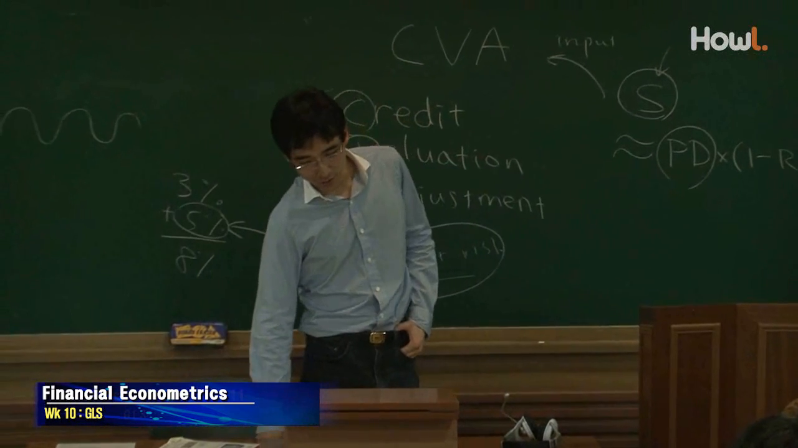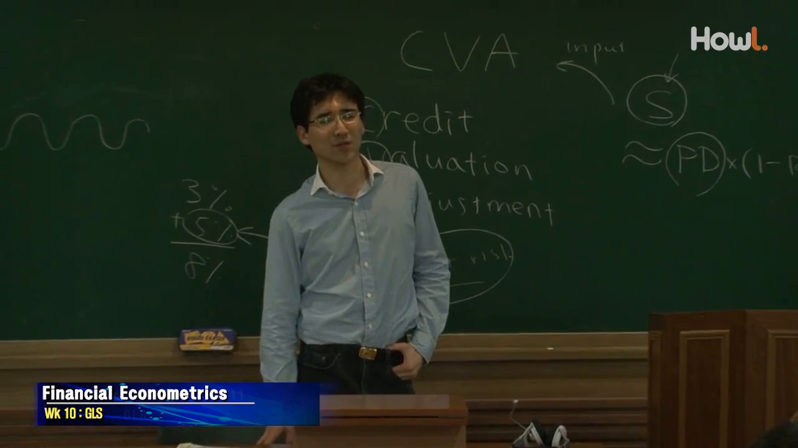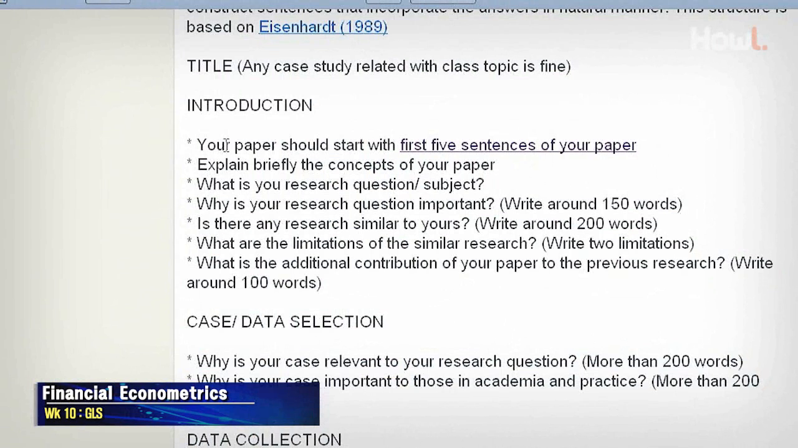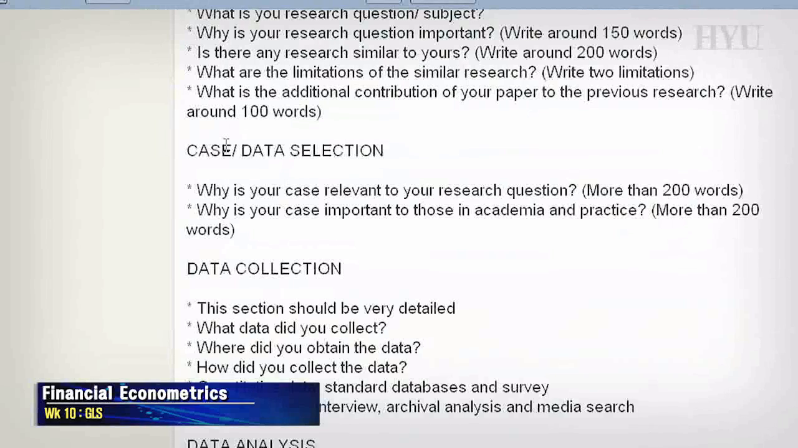Now, the other part of the introduction is basically a detailed explanation of the first 5 sentences. Explain briefly the concept of your paper. What is your research question, subject, investment idea? Why is your research question important? Why is your investment idea important? Is there any research similar to yours? And what are the limitations of the similar research? And what is the additional contribution of your investment idea to the previous research? This is the introduction. Now the next one is case or data selection.